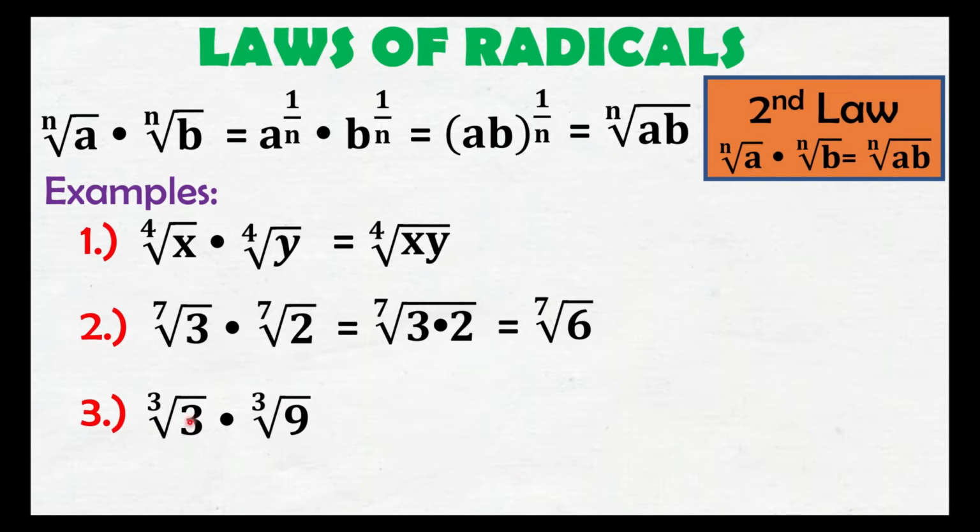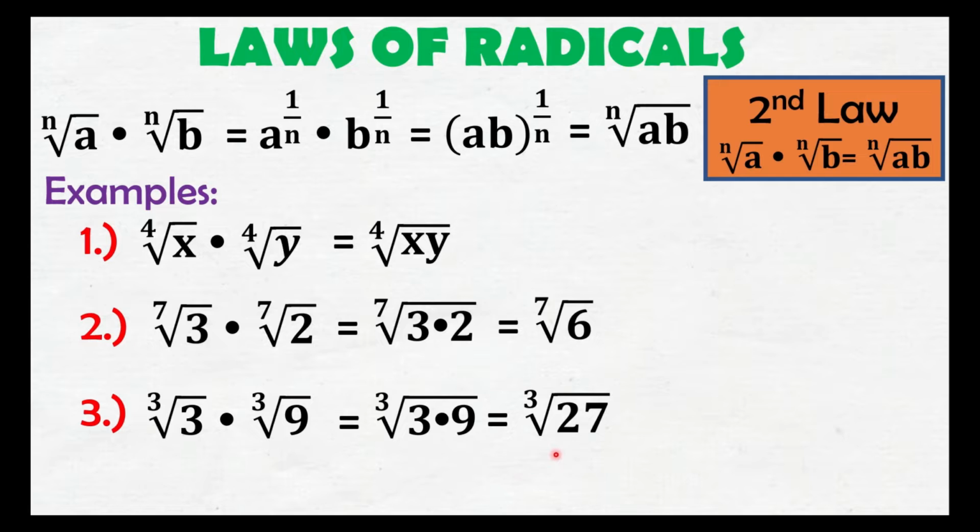Example number 3. Cube root of 3 times cube root of 9. By the second law again, the index is the same, so we can combine 3 and 9 inside the radical. So, we have the cube root of 3 times 9, and we simplify that. 3 times 9 is 27.